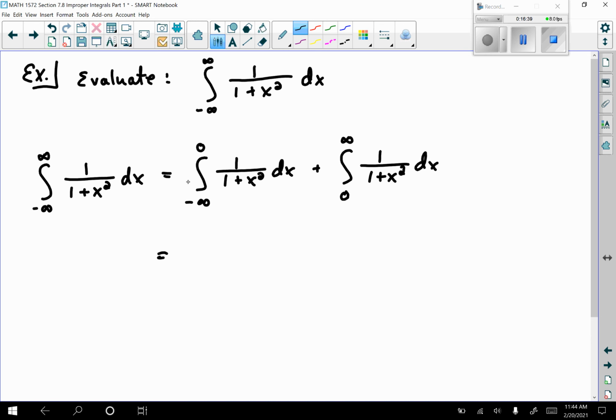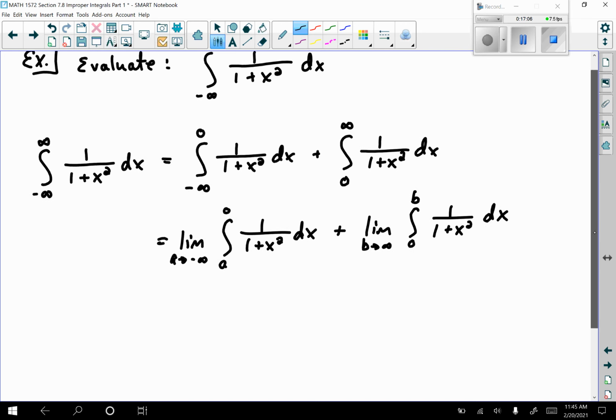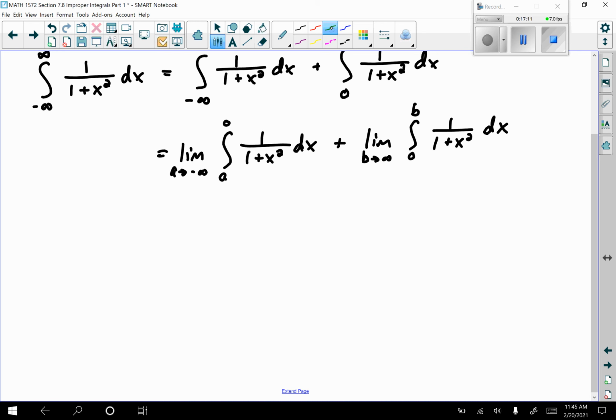So for this first term, we're using that part b, so I'm going to write this as the limit as a approaches negative infinity of the integral from a to 0 of 1 over 1 plus x squared dx. And then this will become the limit as b approaches infinity of the integral from 0 to b of 1 over 1 plus x squared dx. Now what I'm going to do is find them individually. So I'll come back to this problem, but I'm going to start with this part right here. Let's go ahead and figure out what that is.